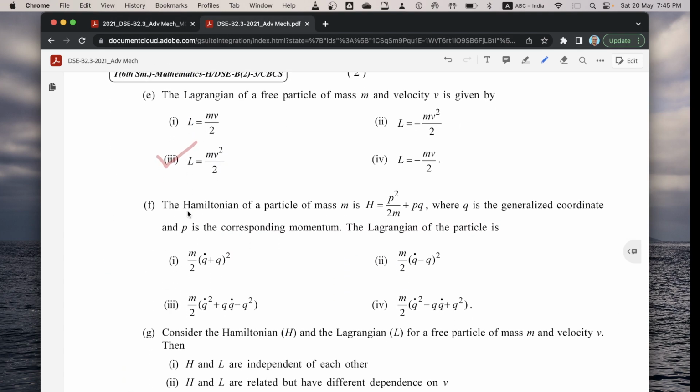Next question. If the Hamiltonian of a particle of mass m is H equal to this, where q is the generalized coordinate and p is the corresponding momentum, the Lagrangian of the particle is, correct option is 2, m by 2 times (q dot minus q) whole squared.